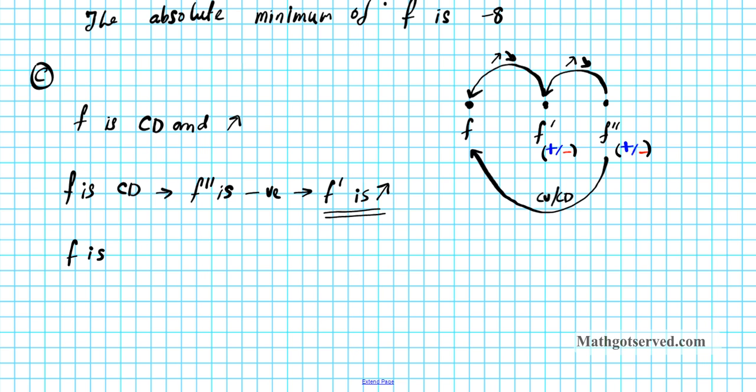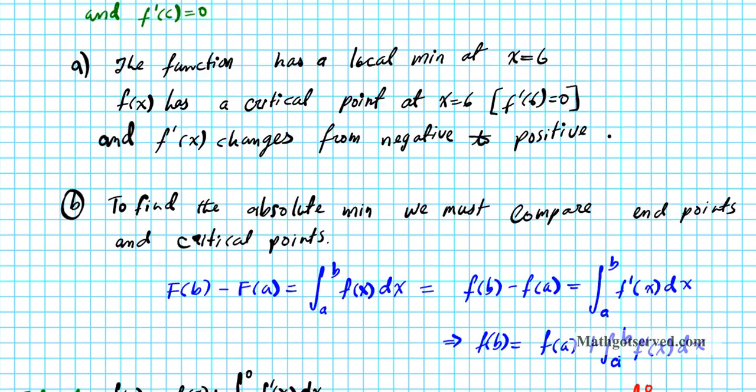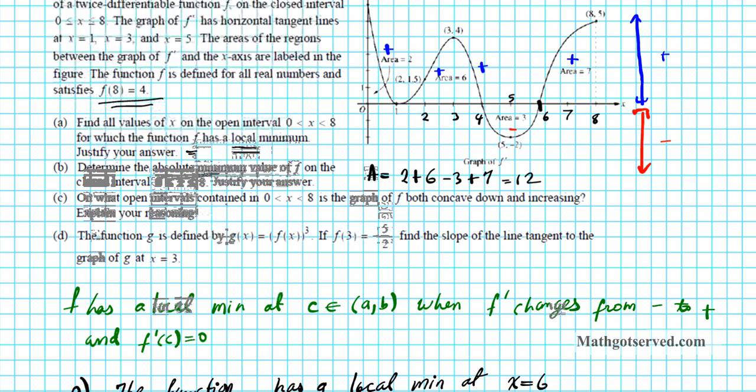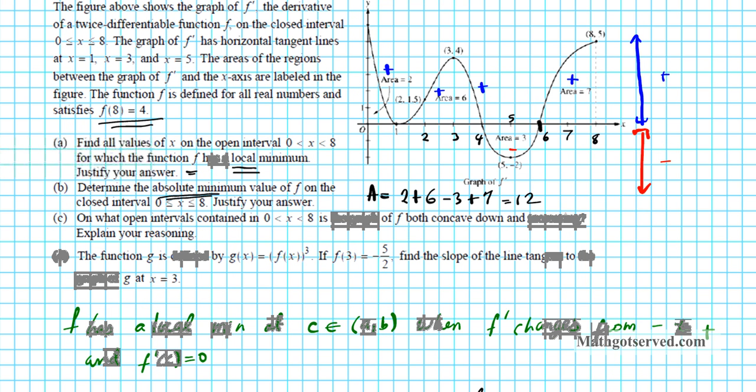Now if f is increasing, what does that tell us about f prime? It tells us that f prime is positive. So if f is increasing, f prime is positive. So any interval where f prime is increasing and positive, then we will conclude that the function f is concave down and increasing on that interval. All right. So where is f prime positive and where is it positive and increasing?